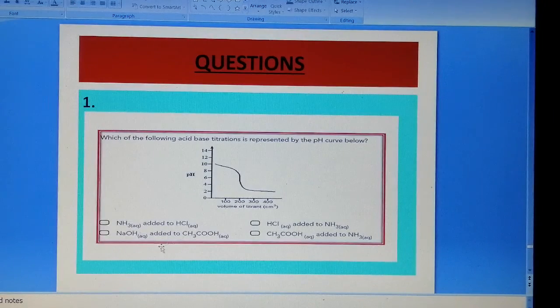We'll go to the questions. This is a past paper question. Which of the following acid-base titrations is represented by the pH curve below? The options are given here. You look at the shape of the curve and you have to think, at 0 volume what is the pH? It is just 10. So 10 means it is a base or acid, you have to think. First we are taking an acid or base. Then what is added into it? It is ending near 2, 3 like that. So above 2 it is a weak acid. So you have to think and tell the answer.